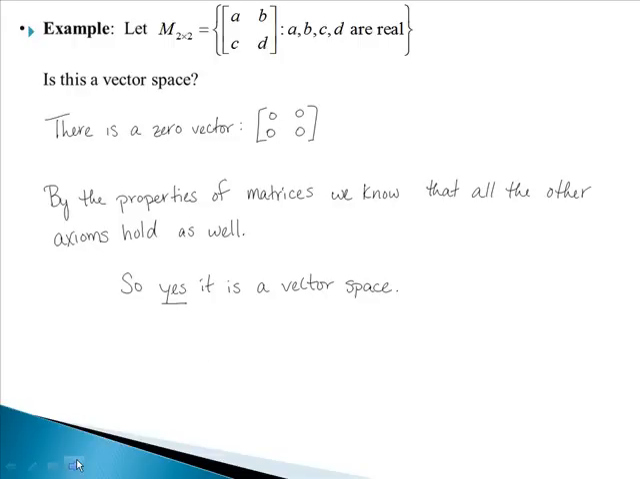And we didn't have to do a whole lot of work proving all 10 of the axioms because we've been studying matrices, so we know that those properties hold for matrices by definition. When we're dealing with other spaces, we probably will need to actually look at some of those and make sure that they hold. So let's look at another example.